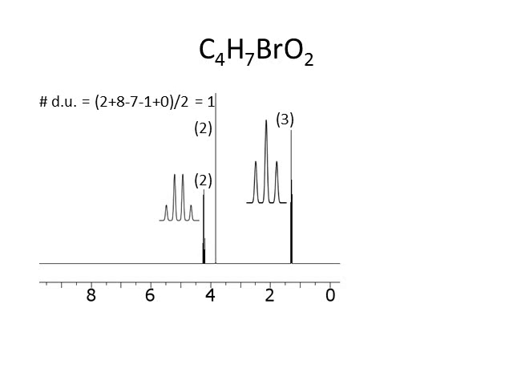2 plus 8 for the carbons, minus 7 for the hydrogens, minus 1 for the bromine, 0 for the oxygens, all divided by 2 is 1. 2 plus 8 is 10, minus 7 is 3, minus 1 is 2, plus 0 is still 2. All divided by 2 is 1. 2 divided by 2. This means I've got 1 ring or 1 pi bond.